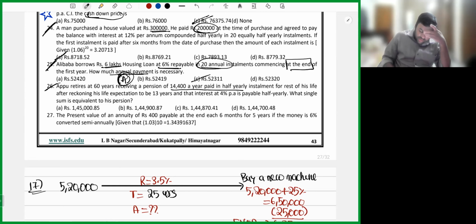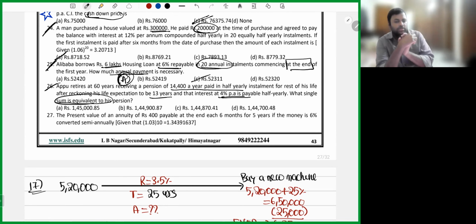For the rest of his life, after reckoning his life expectation to be 13 years, and interest rate is 4% per annum payable half yearly. What single sum is equivalent to his pension? That's not pension, that is pension. So what is this pension commuting?